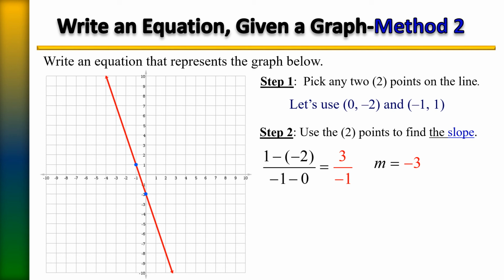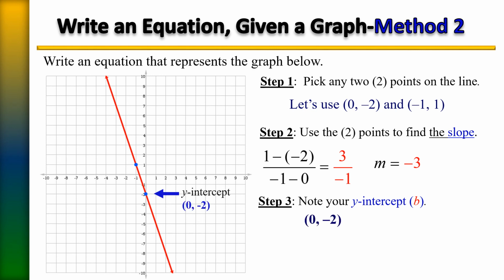And again, you will identify the y-intercept, the point at which it touches the y-axis, and that is at -2. And again, putting it all together, your line is y = -3x - 2.